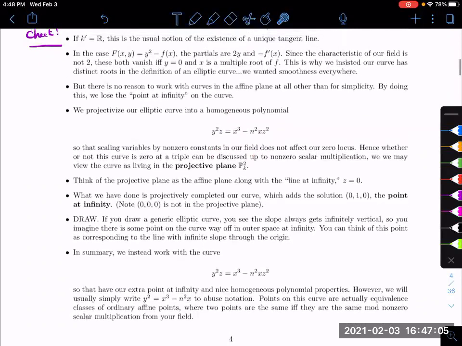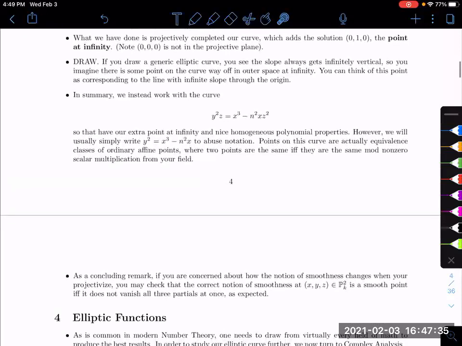One way to think about the point at infinity is if you draw a generic elliptic curve, you see there's always the symmetry about the y-axis, and then you also see the slopes always blow up to infinity. So what people tend to do is imagine there's some kind of point lying out there that this curve goes through. Some people also associate the point at infinity to a vertical line tangent to the curve at the appropriate spot, but that's neither here nor there. We don't need to get into that discussion. Okay.